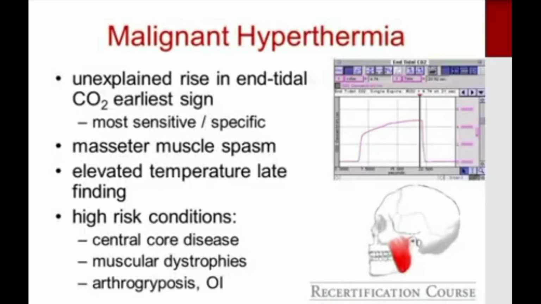Frequently, these patients will have masseter muscle spasm. Again, elevated temperature is a late finding. Some patients are at high risk for this, such as those with central core disease, those with muscular dystrophies, and other conditions such as arthrogryposis or osteogenesis imperfecta.